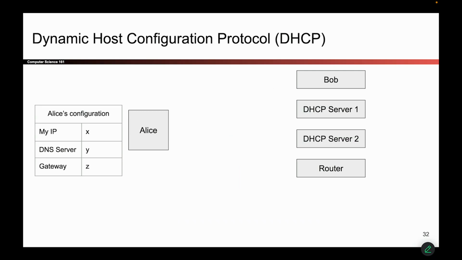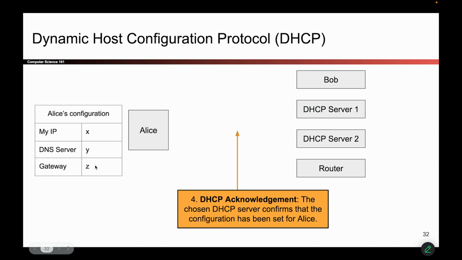So at this point, Alice installs the offer that she was given, which was address X, address Y, and address Z. And usually at the very end, the DHCP server that made the offer that was accepted will send an acknowledgement. It's kind of like a receipt or a confirmation message that confirms you chose me and I accept the offer. So I have reserved this IP address for Alice's use. I will not give it to anyone else. And here's the DNS server, and here's the gateway router.